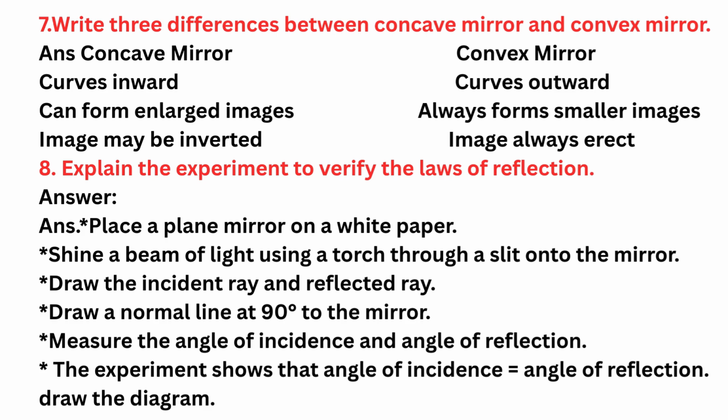Explain the experiment to verify the laws of reflection. Answer. Place a plane mirror on a white paper. Shine a beam of light using a torch through a slit into the mirror. Draw the incident ray and a reflected ray. Draw a normal line at 90 degrees to the mirror. Measure the angle of incidence and angle of reflection. The experiment shows that angle of incidence is equal to the angle of reflection.